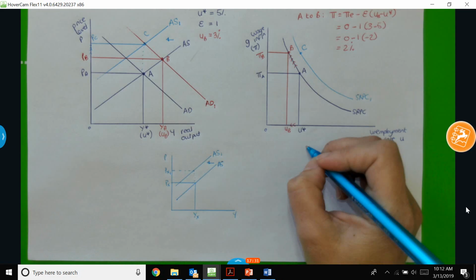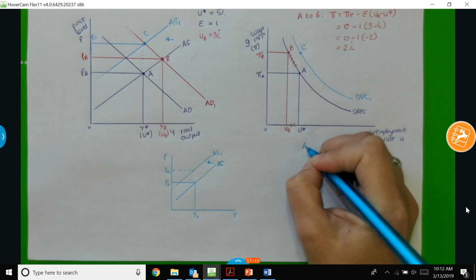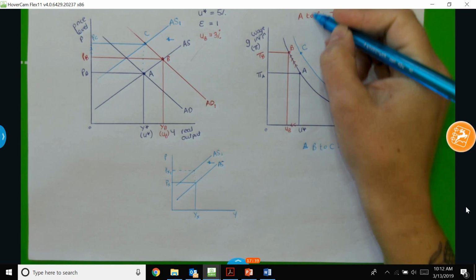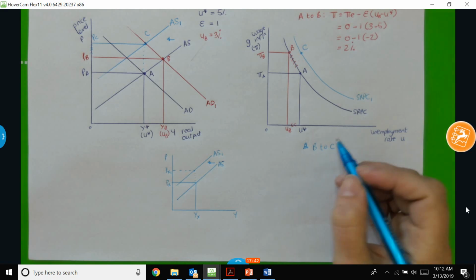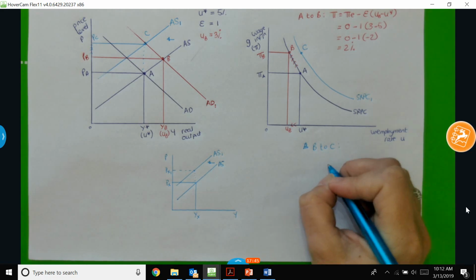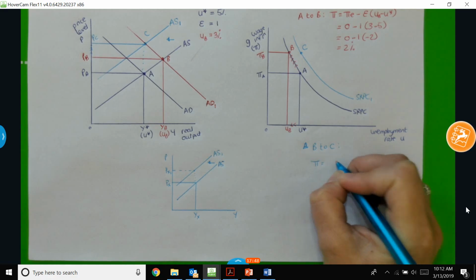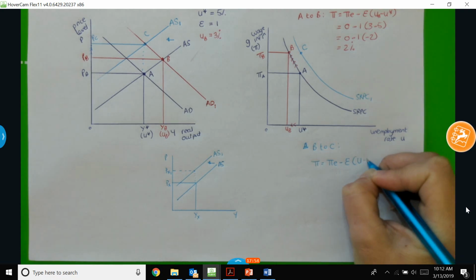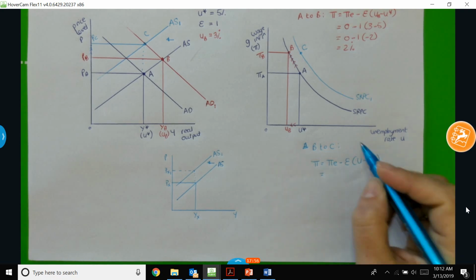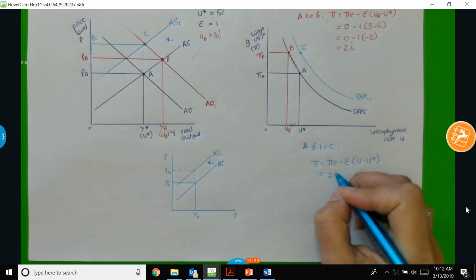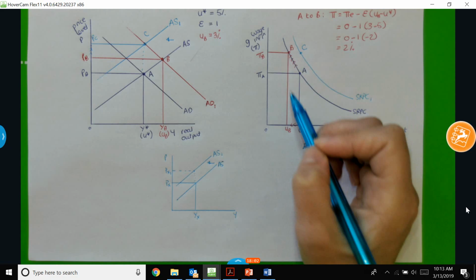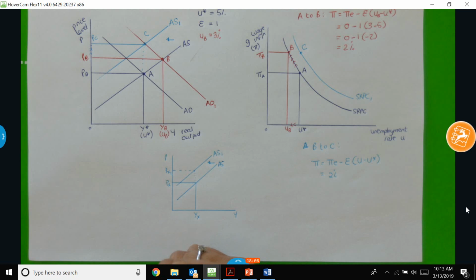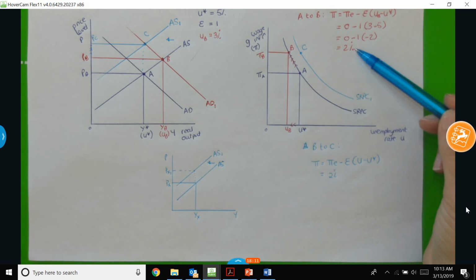Let's think quickly how we go from point B to point C, but using the Phillips curve equation. From point B to point C, we want to work out what the inflation rate is, and it's equal to our inflationary expectations minus epsilon, U minus U star. We know that inflationary expectations were 2%. That was because in the previous period, the demand for goods and services increased, and based upon the numbers that we had assumed in this example, inflation went up by 2%.